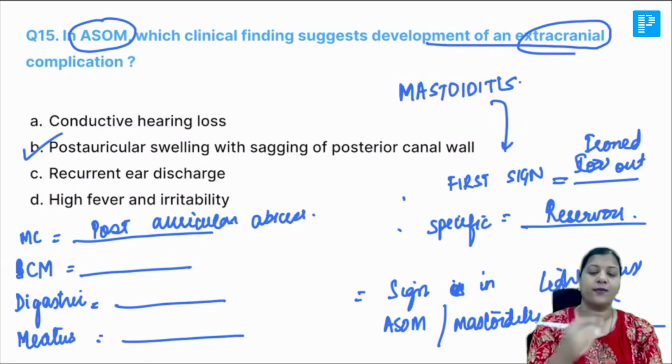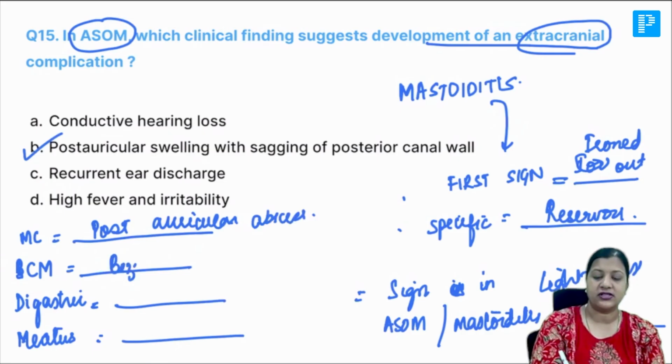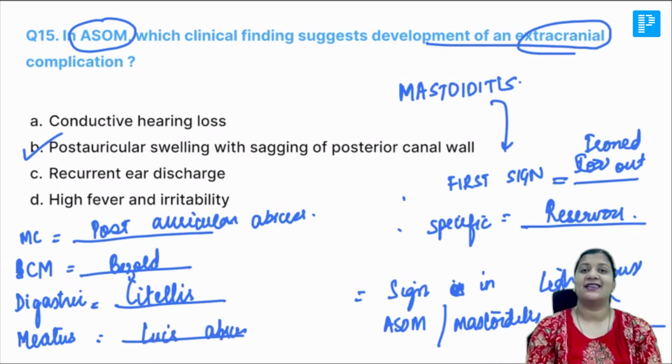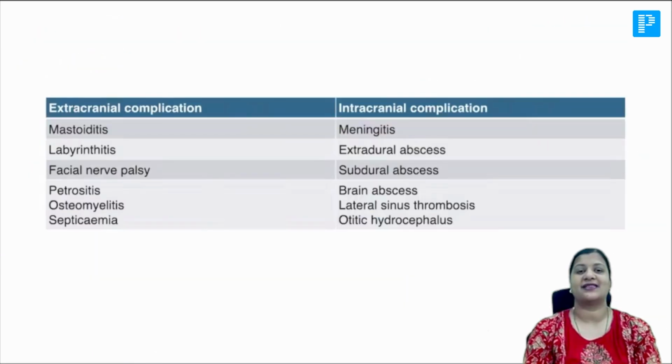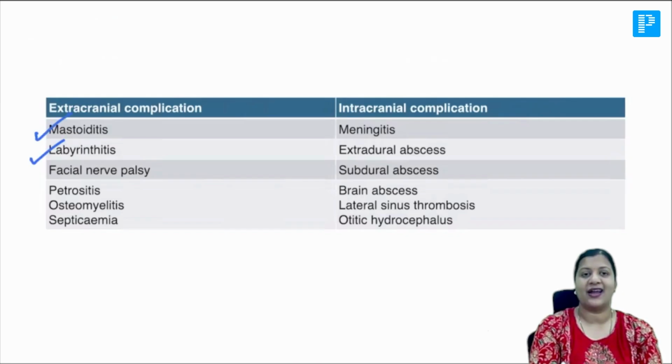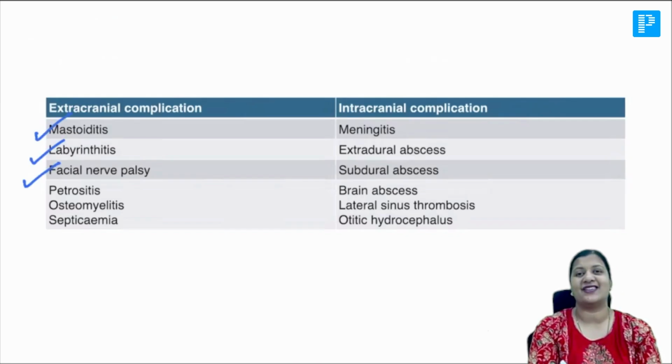In sternocleidomastoid, we call it the Bezold's abscess. In the digastric, we call it the Citelli's abscess. And if there's an abscess in the external auditory meatus, we call it the Luc's abscess. So I hope everyone's clear with the mastoiditis sign and the abscesses that could be associated. So briefly, the extracranial complication could be mastoiditis, it could be labyrinthitis, it can go to the facial nerve to cause facial nerve palsy.